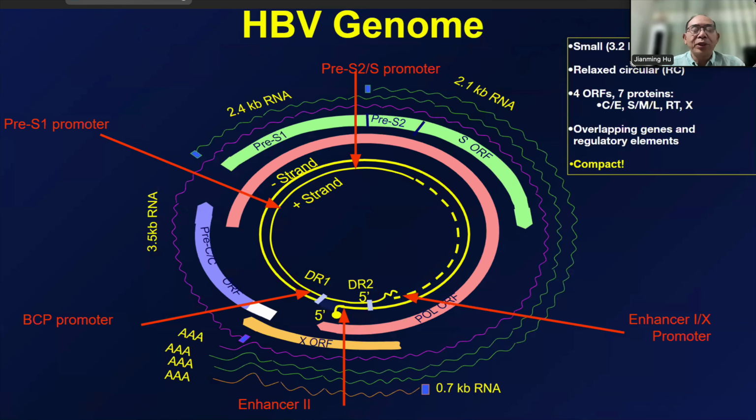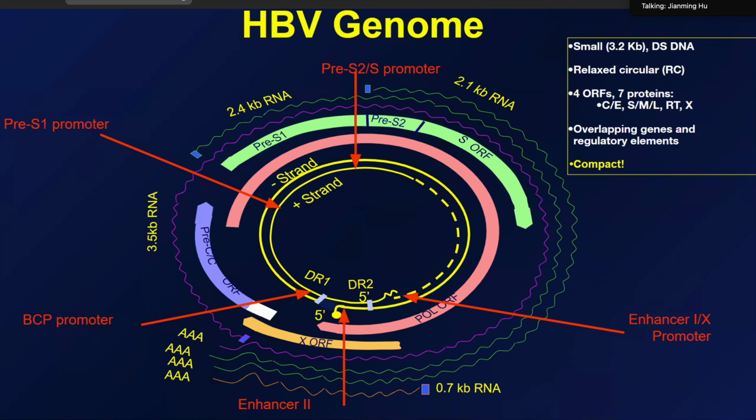So this slide depicts a simple diagram of the viral genome. Again, in the innermost circle is the partially double-stranded DNA. We call it relaxed circular DNA. On the outside is what's called the minus strand, which is complete. In fact, it has a little repeat. On the inner side is the so-called plus strand, which is incomplete, as depicted by the dashed line. And this is a very short genome, only about 3.2 kb.